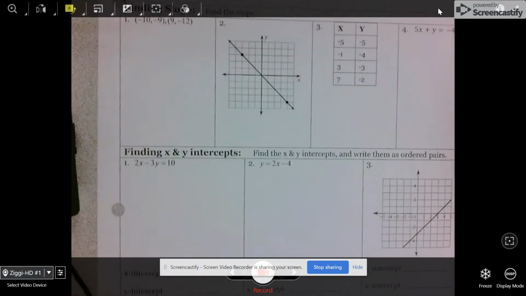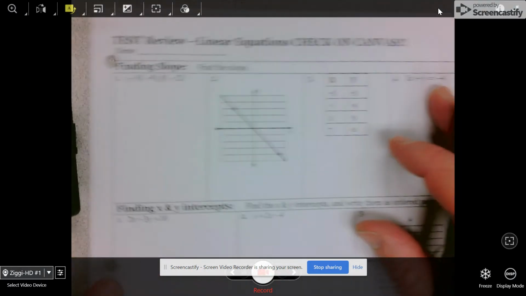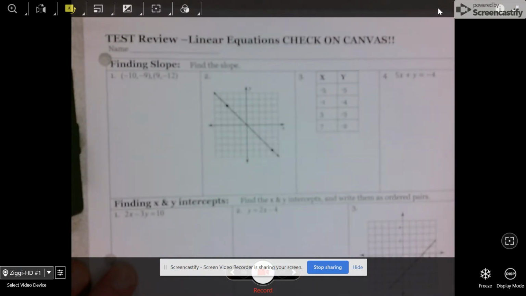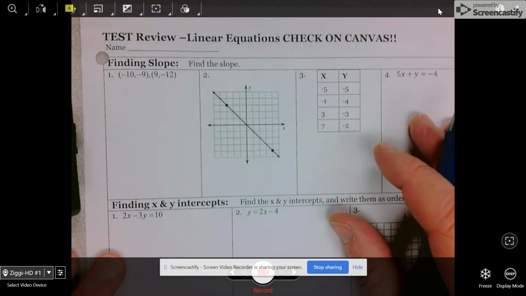Okay, this video is going to go through the test review really fast. You can check all the answers on Canvas, but this is just a quick explanation. See if I can get it done in the 10-minute free video time.